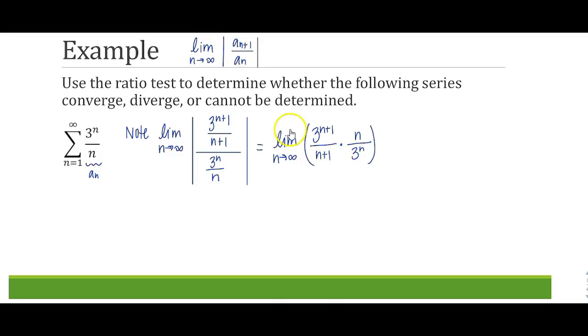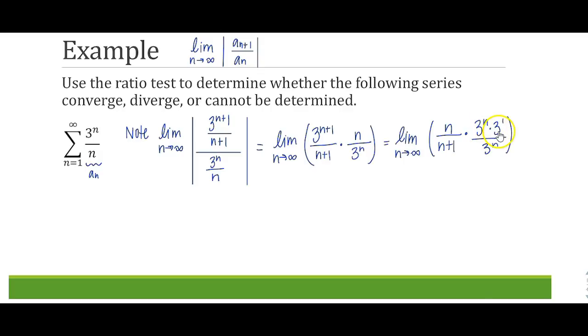And to see this limit at infinity a little clearer, I'm going to apply the commutative property here. So I'm going to switch the places of the numerators and keep the n over the n plus 1. So I have the limit as n approaches infinity of n over n plus 1 times, now this 3 to the n plus 1, I'm going to keep it in the numerator, but I'm going to rewrite it as 3 to the n times 3 to the 1 over 3 to the n.